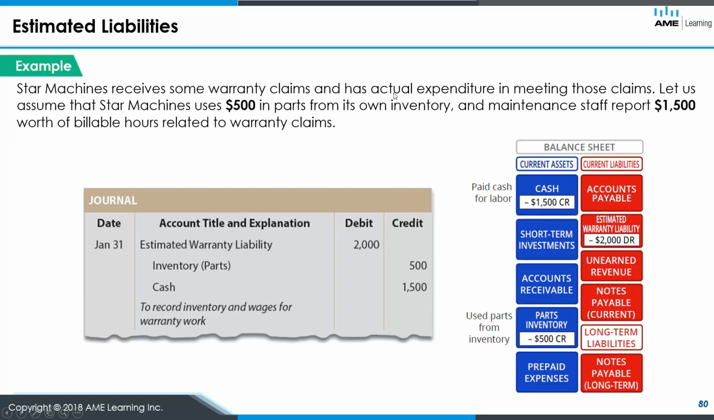And then over those next 3 years, if we actually have expenses for those fixes, let's assume that we had to use $500 in parts and had $1,500 of labor, then we don't record expense at that. Again, we already recorded the expense at the time that we sold this stuff. We just reduce our liability by the amount of cost that we incur to satisfy those warranty claims.